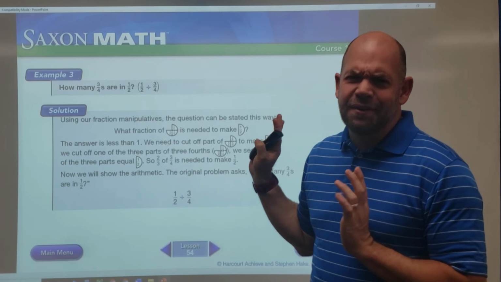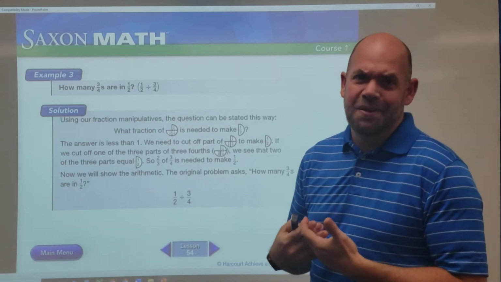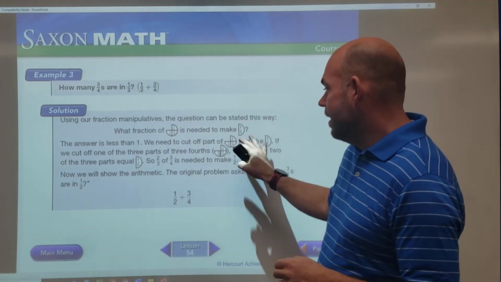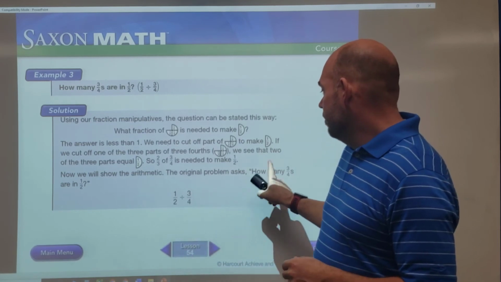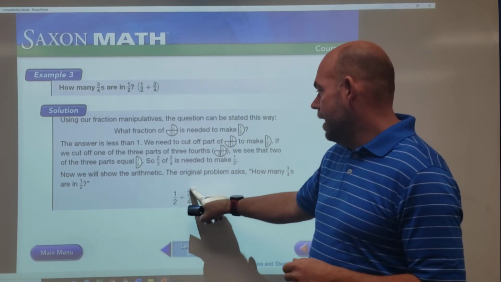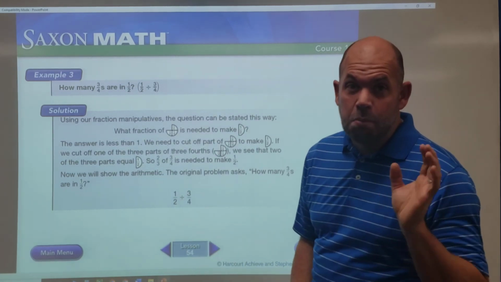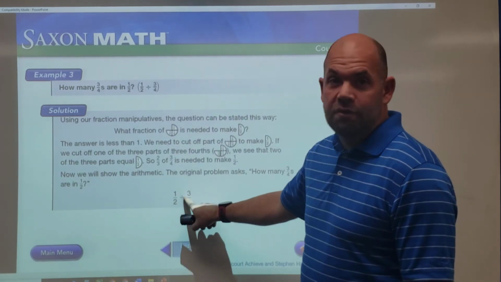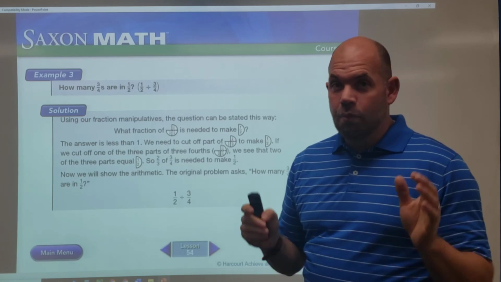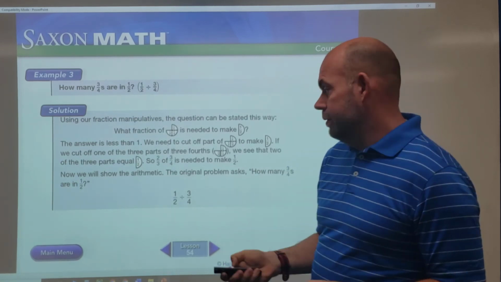To me, this is so confusing. I think this is part of the reason students struggle with this, is we make it harder than it needs to be. But the original problem, how many 3/4 are in 1/2? So we're going to take 1/2 times 4/3. Again, we multiply by the reciprocal if we're dividing by a fraction. That's the key. When dividing by a fraction, multiply by the reciprocal.